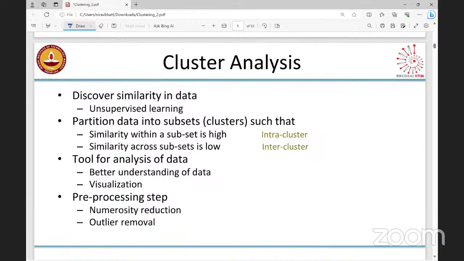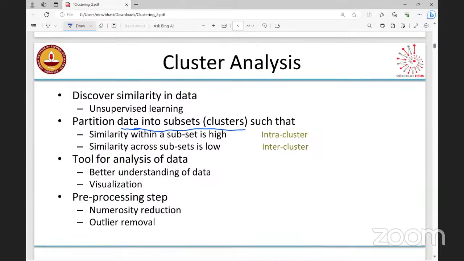So my job in clustering analysis is to take data and partition it into subsets or clusters such that there is high similarity within the cluster and low similarity across the clusters. So there is an intra-cluster and inter-cluster play. I have to do it.